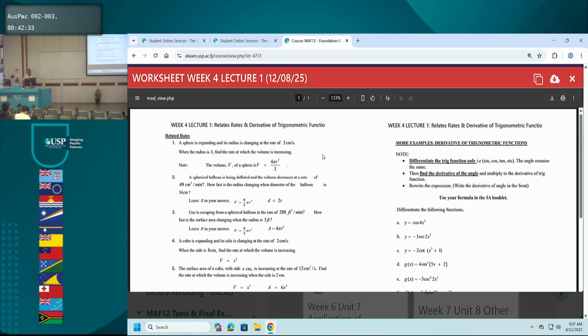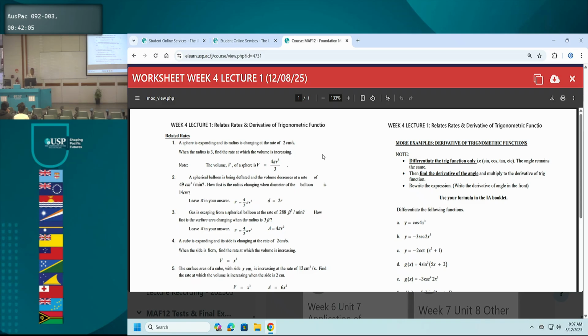A spherical balloon is being deflated and the volume decreases at the rate of 49 centimeter cube per minute. How fast is the radius changing when the diameter of the balloon is 14 centimeters? What are we asked to find? How fast is the radius changing? What is that as a mathematical expression?